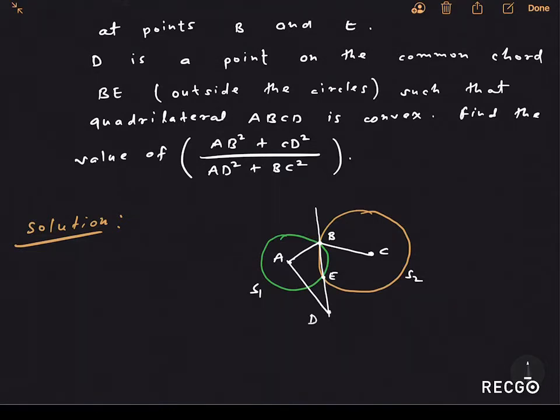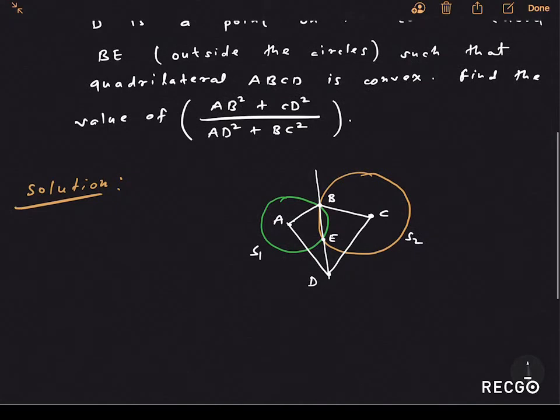You know that in a convex quadrilateral all interior angles are less than 180 degrees. If you had chosen a point D above B, the quadrilateral in that case would have been a concave quadrilateral. So that's why I have chosen point D below the point E, so that the quadrilateral ABCD that we are getting here is convex.